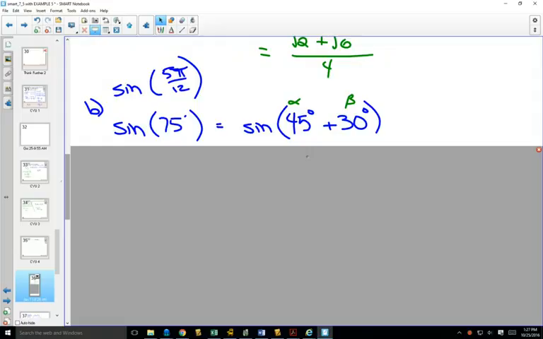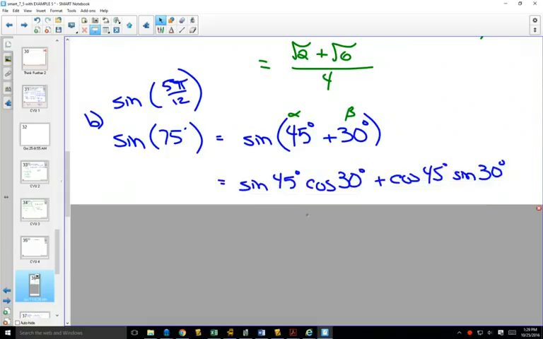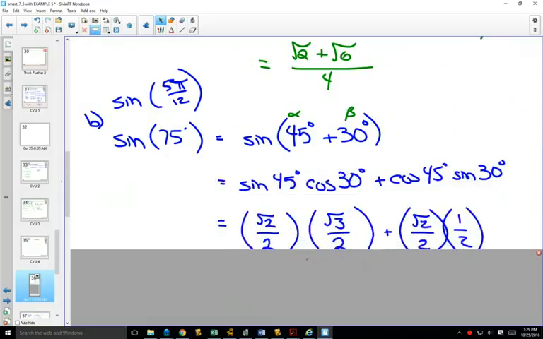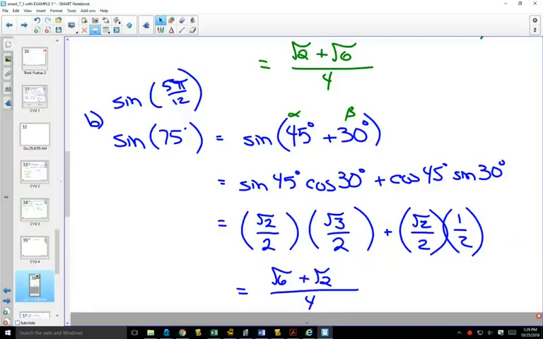So then your 45 degrees becomes your alpha, your 30 degrees becomes your beta, and now I'm going to let you finish the rest of this one. I'll put the answer up in a bit. How did you do? With your alpha and beta, did you expand it correctly? Use the right formula. Plug in your values correctly. And you get root 6 plus root 2 over 4.